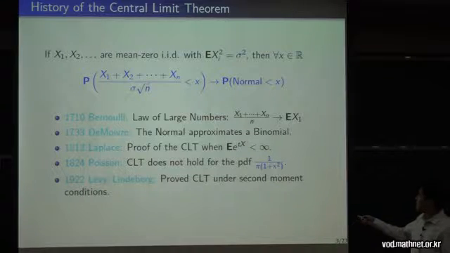This is what's called the Cauchy distribution, as many of you know. And what's wrong with this distribution?